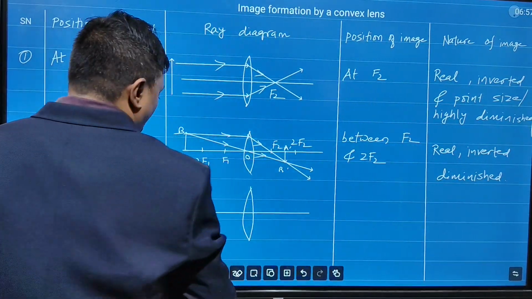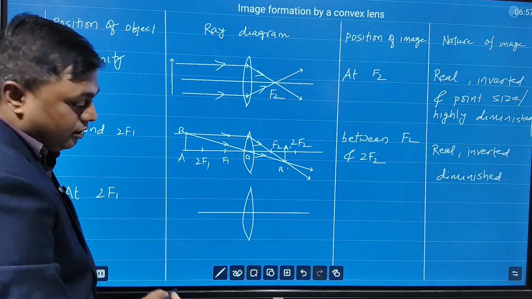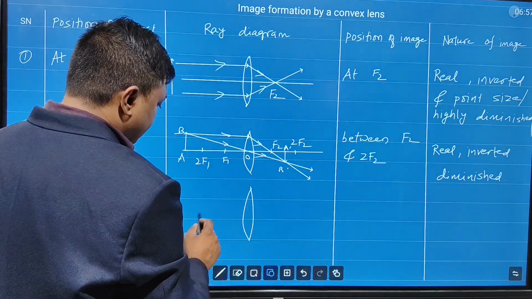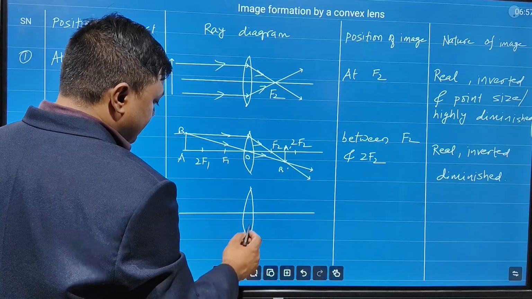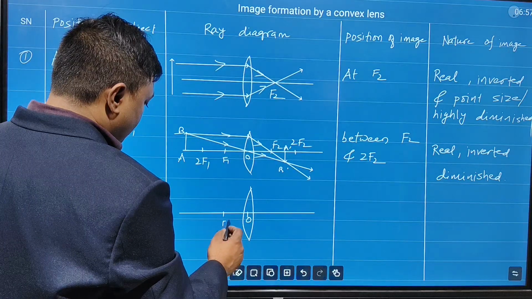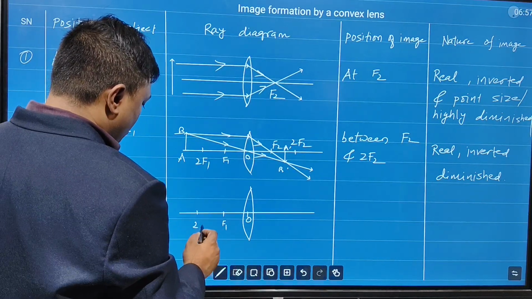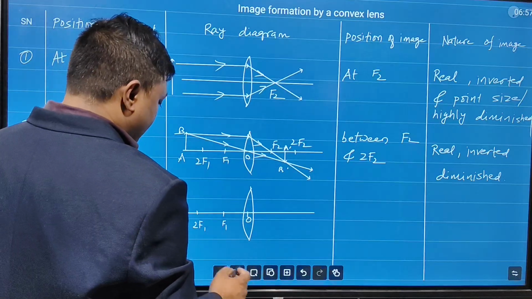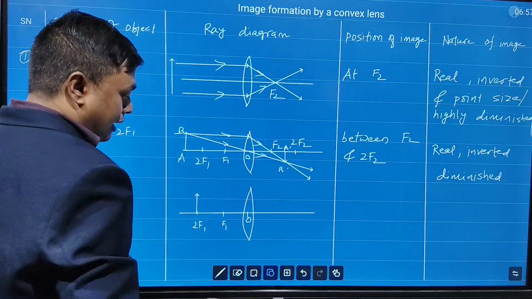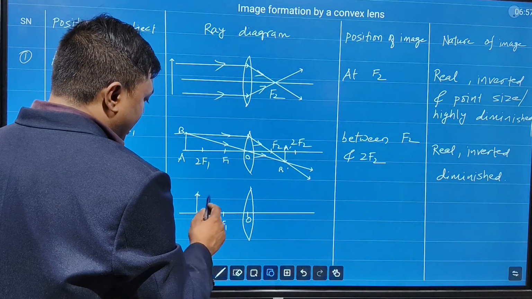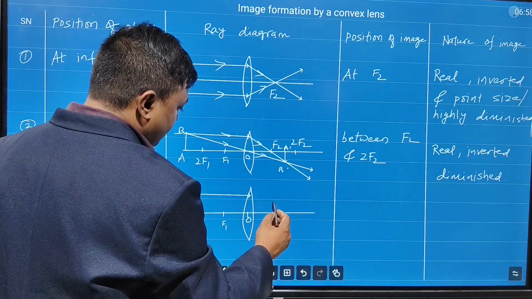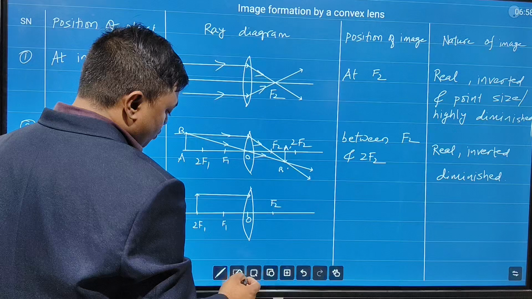Okay. Next case, when the object is at 2f1. You can see this is the principal axis, the line which is passing through the optical center. This point is f1, and this point is 2f1. Here the object is at 2f1. For the two-ray diagram, take one light ray parallel to the principal axis. According to the rule, it will pass through the focus. This side, let's say this is f2, so it will pass through the focus.